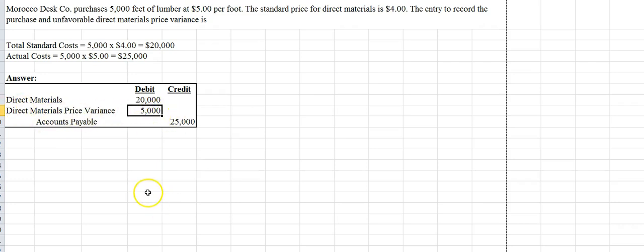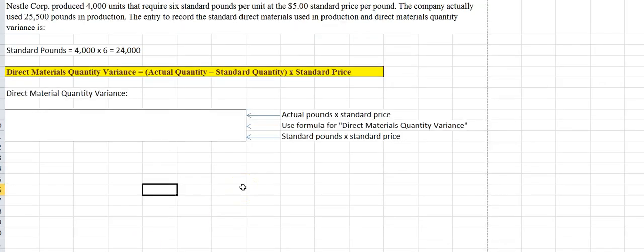And that's a way of separating the price variance when you purchase direct materials. So this entry tells me that I bought, based on standards, $20,000 of direct materials for $25,000. So I overpaid, based on standards, $5,000. And so I put that as part of my direct materials price variance. Okay, and that's the entry that you have to do there. Let's take a look at another one.